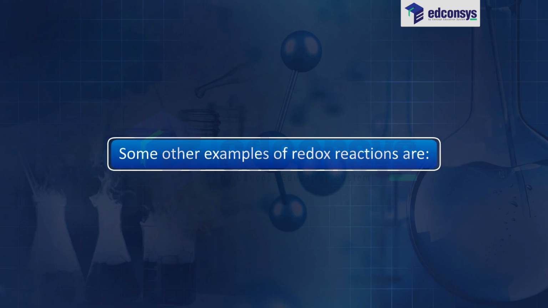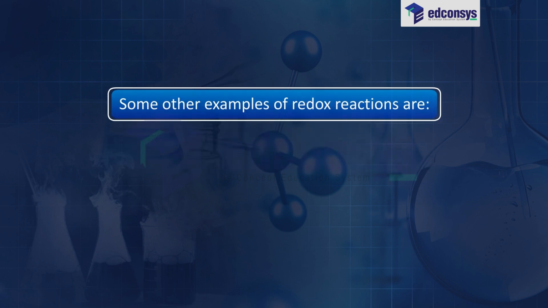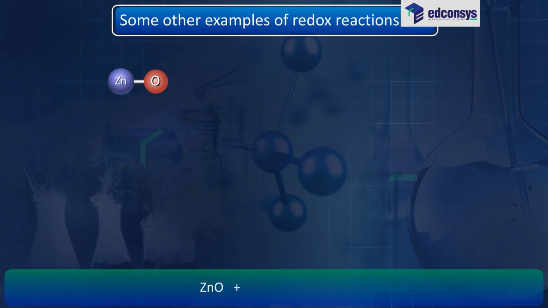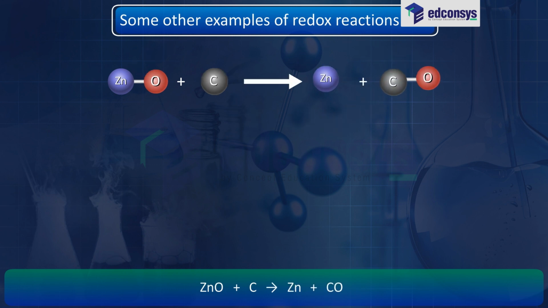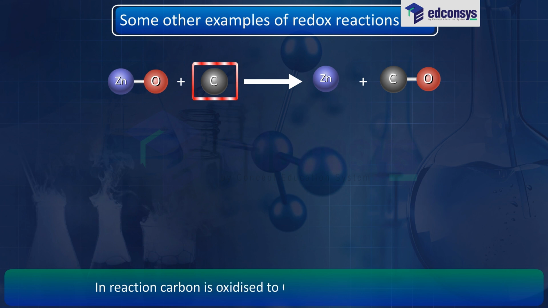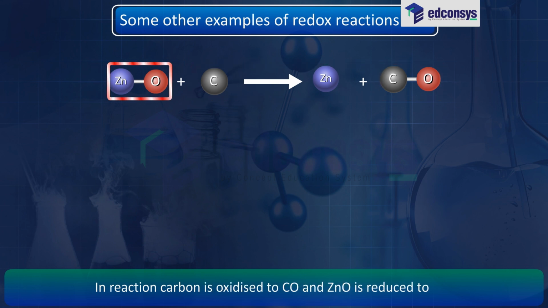Some other examples of redox reactions are ZnO + C gives Zn + CO. In this reaction, carbon is oxidized to CO and ZnO is reduced to Zn.